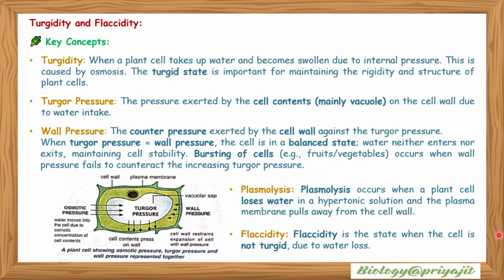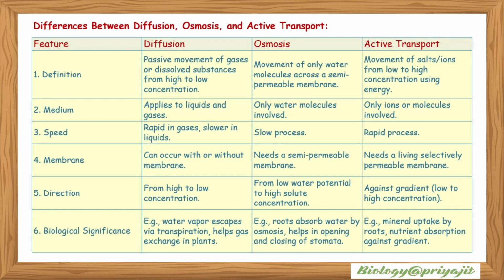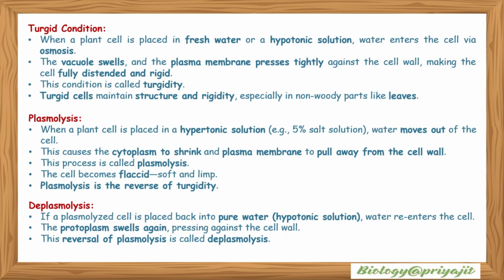Plasmolysis. Plasmolysis occurs when a plant cell loses water in a hypertonic solution and the plasma membrane pulls away from the cell wall. Flaccidity is the state when the cell is not rigid due to water loss. This is the difference between diffusion, osmosis and active transport. You can find it. Now we discuss the turgid state.